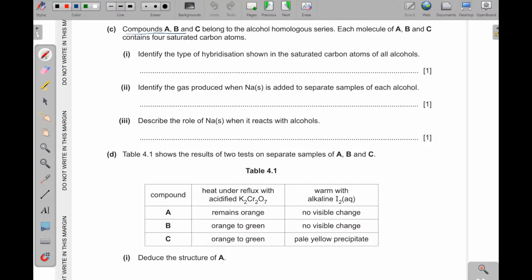Part C, compounds A, B, and C belong to the alcohol homologous series. Each molecule of A, B, and C contains 4 saturated carbon atoms. Roman 1, identify the type of hybridization shown in the saturated carbon atoms of all alcohols. Of course, this one is going to be sp3. sp3 comes from here.